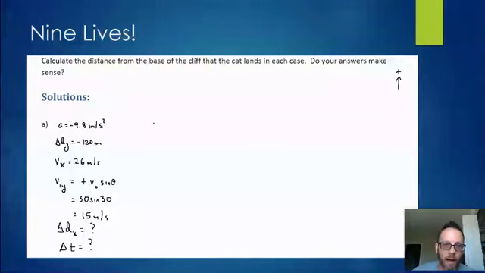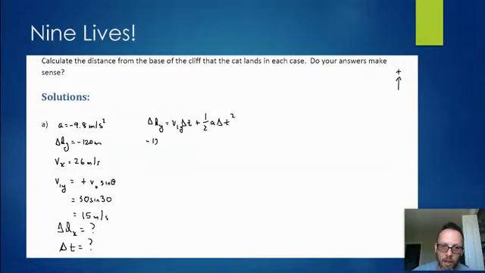So we have delta dy, a, and v1y. So it makes sense to use delta dy equals v1 delta t plus 1/2 a delta t squared. Unlike our horizontal, our v1y is not 0, so we will have a quadratic equation to solve here.